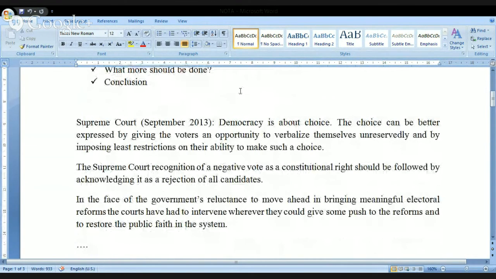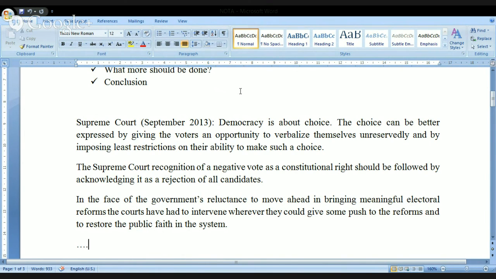And we have seen these points also. Because of the judgment of the Supreme Court only, today we have the concept of NOTA. As per the Supreme Court, democracy is about choice. The choice can be better expressed by giving the voters an opportunity to verbalize themselves. Verbalize means to speak themselves unreservedly, and by imposing the least restrictions on their ability to make such a choice. The Supreme Court's recognition of a negative vote as a constitutional right should be followed by acknowledging this as a rejection of all the candidates.